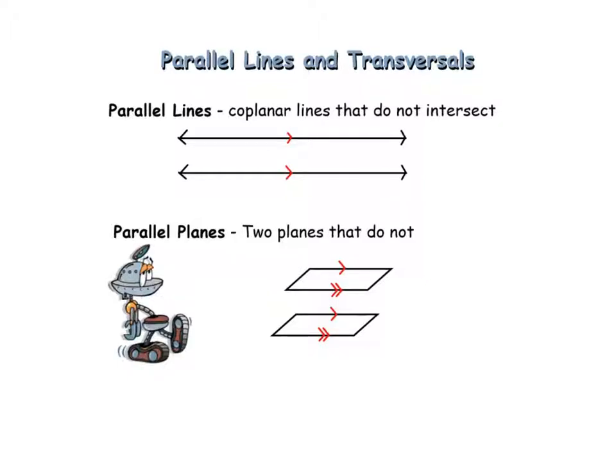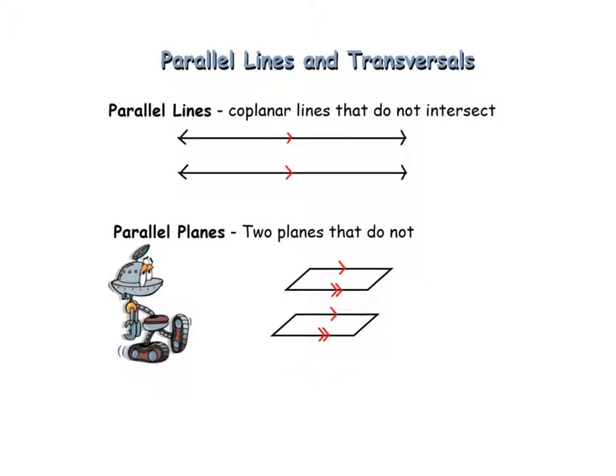Remember, parallel lines are going to be coplanar, meaning in the same plane. They do not intersect. And remember, we do have our symbols here to show that lines are actually parallel. And just so you know, you can also have planes that do not intersect, so planes that are parallel. Here's an example of that.